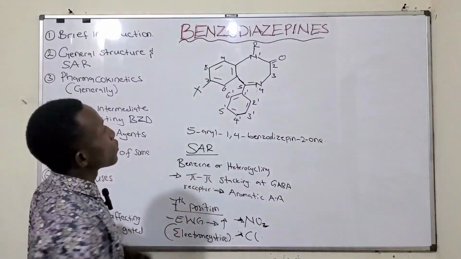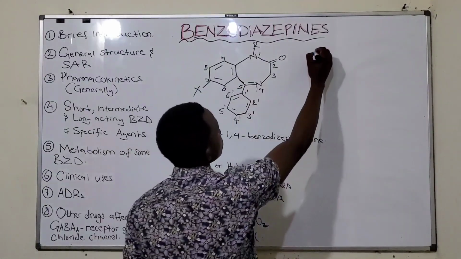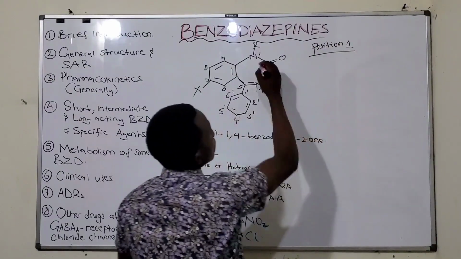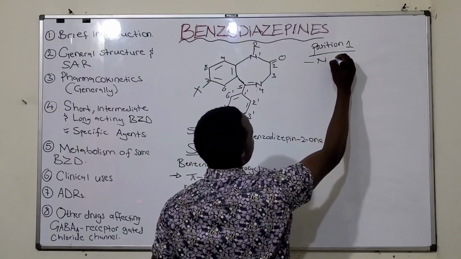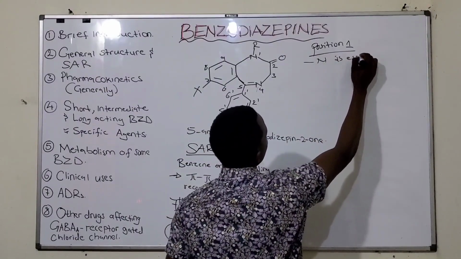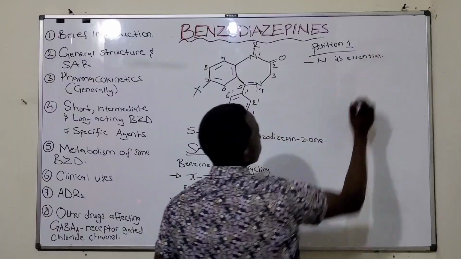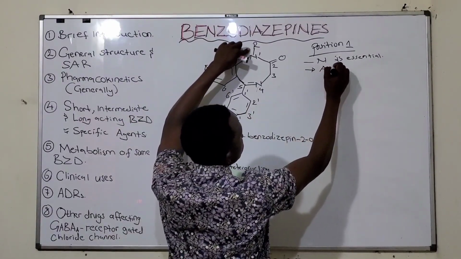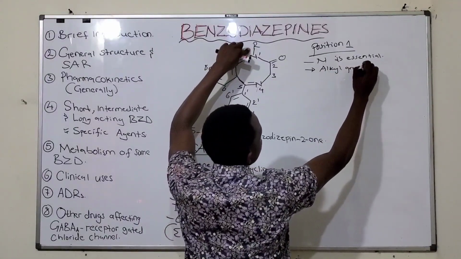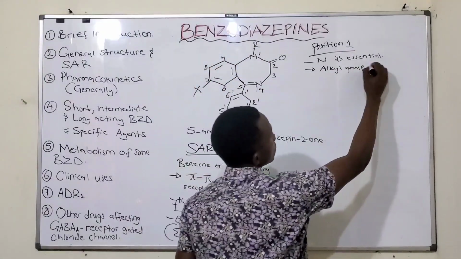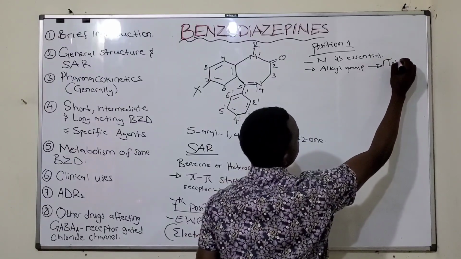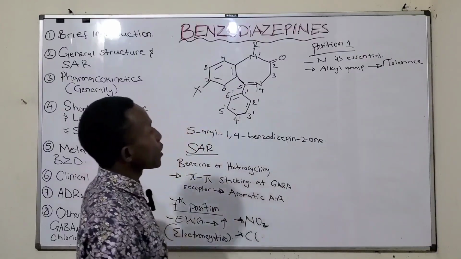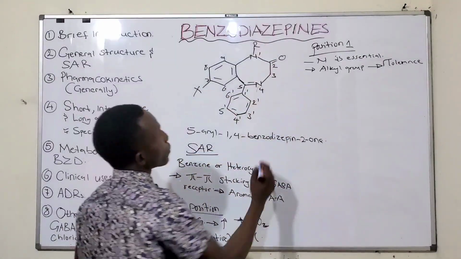When it comes to position 1, that nitrogen group is essential. Must be there. And also, this other group, addition of an alkyl group, increases tolerance or leads to tolerance of that drug. Meaning that the drug is tolerable compared to those without this R group.